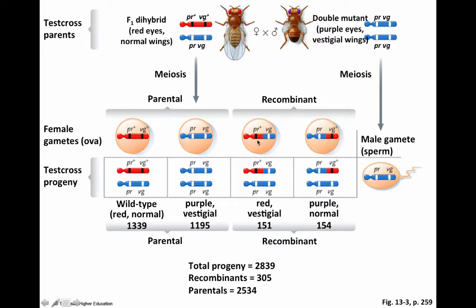And so the closer together these gene loci are, the fewer recombinants you should get, because it'll be harder and harder to get a crossover event between those 2 gene loci.